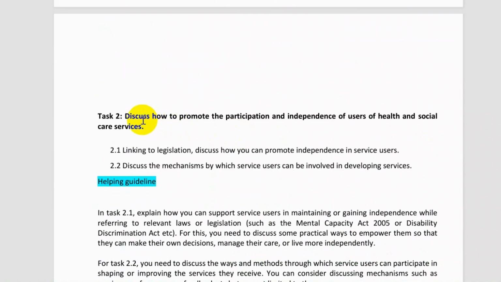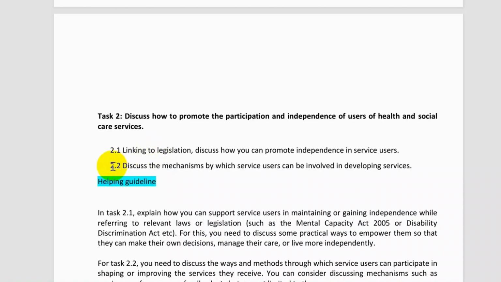Now let's move towards learning outcome 2, which is to discuss how to promote the participation and independence of the service users of health and social care services. In which, for the assessment criteria 2.1, you need to discuss how to promote independence for the service users who are using health and social care services, right? For this criteria, you can support your ideas by linking them to laws or legislations like the Mental Capacity Act 2005 or the Care Act 2014. So your task is to connect the legal framework to the practical ways to promote independence in the service users, empower them to make their own decisions and manage their own care.